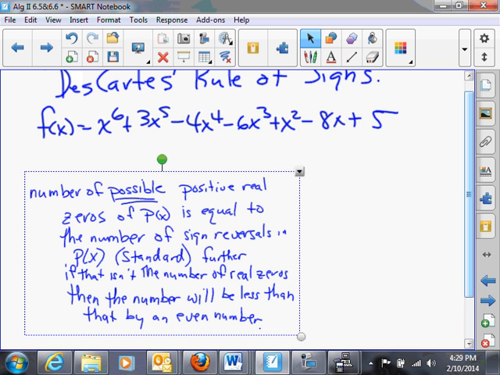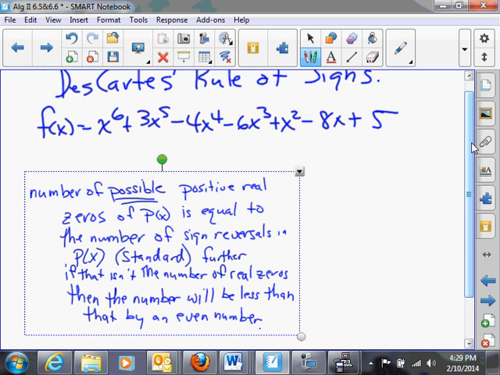It says the number of possible positive real zeros of p of x is equal to the number of sign reversals in p of x, written in standard form, of course. Further, if that isn't the number of real zeros, remember we're calling it the possible number of real zeros, then the number of real zeros will be less than that by an even number. First of all, what do I mean by a sign reversal?